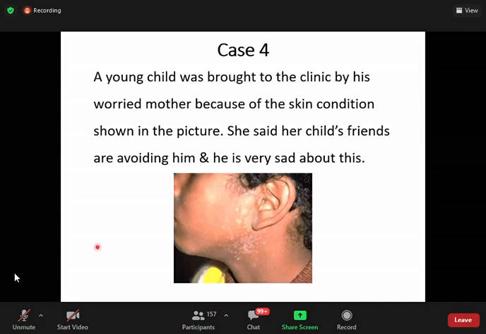Okay. So we have a young child who was brought to the clinic by his mom. She was worried because of the skin condition as shown in the picture. She said her child's friends are avoiding him and he's very sad about this. What can you see? How would you describe these lesions? Hypopigmented patches or rashes on the side of the face.